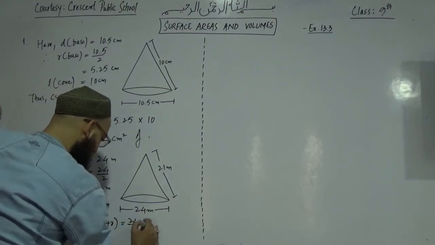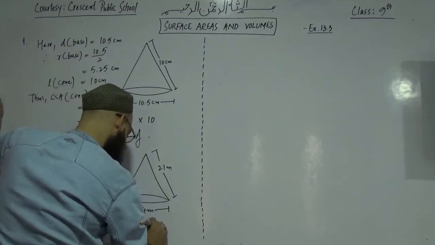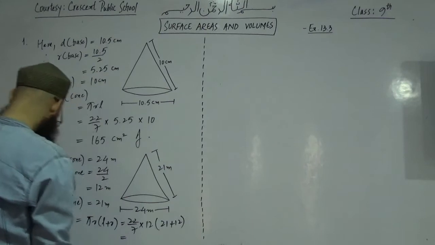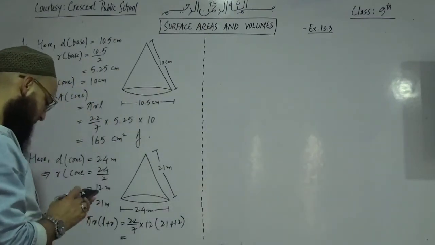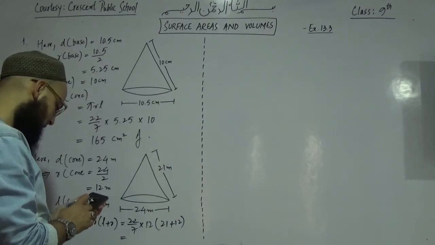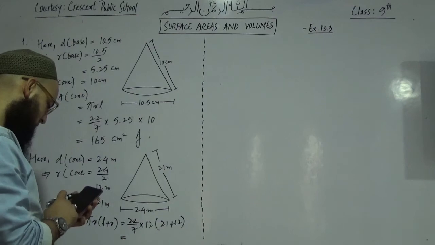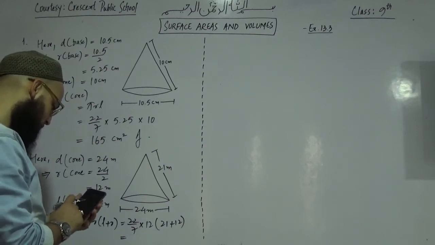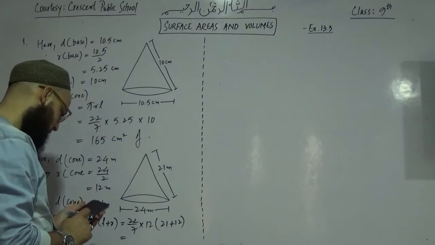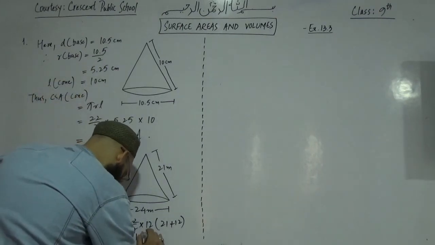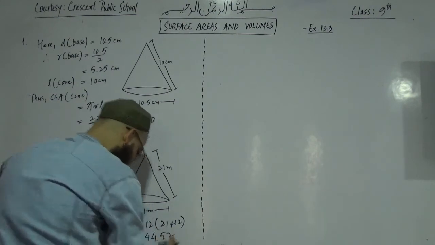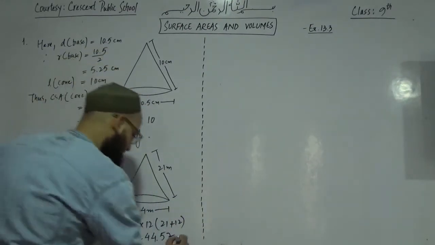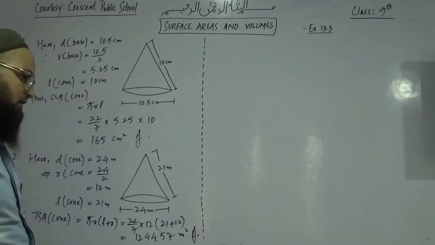That is 22 by 7 times the radius, which is 12, times slant height 21 plus 12. You can solve this directly. That will give you 22 times 12, then 33 times 12, then times 22, then divided by 7, you'll get 1244.57. Let me check it. Yes, that's your answer. Got it?